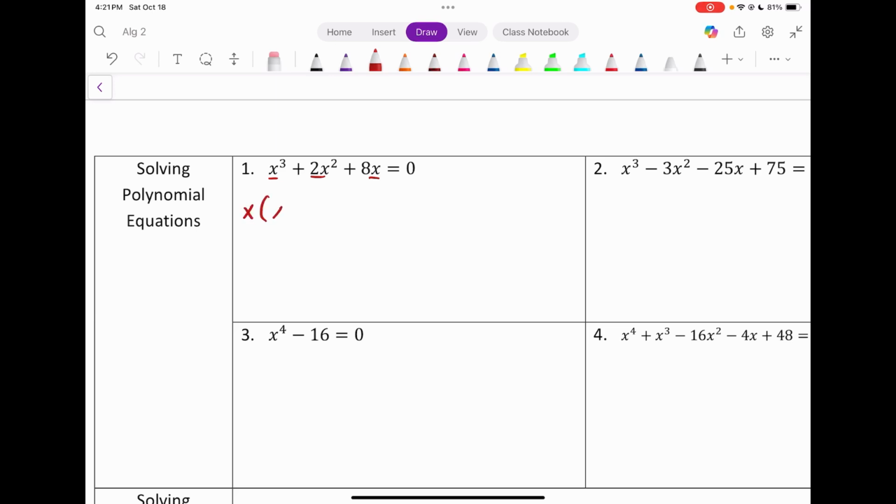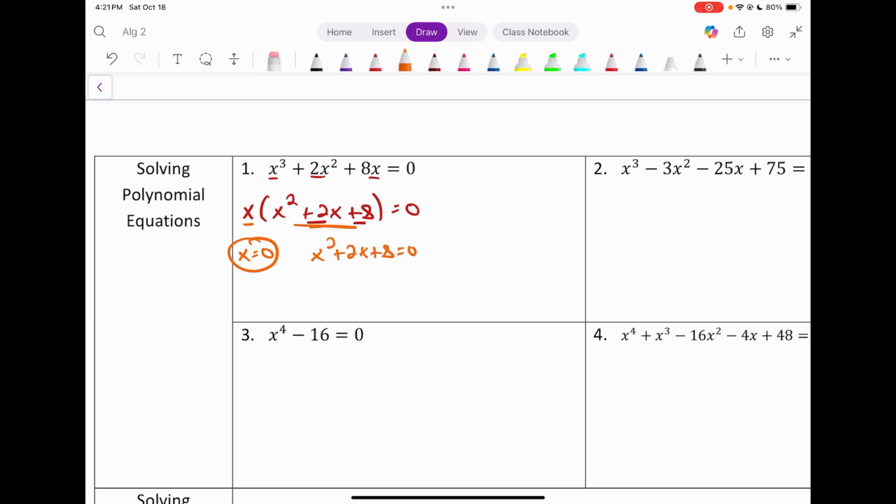We're left with x squared plus 2x plus 8. What's in parentheses is now quadratic. We'll try to factor that using our normal method of adds and multiplies, and that's not actually going to factor. So that's as far as we can factor it. Once we have it completely factored, we then set each of these equal to 0. So either x equals 0, that's our first answer, or x squared plus 2x plus 8 is equal to 0.